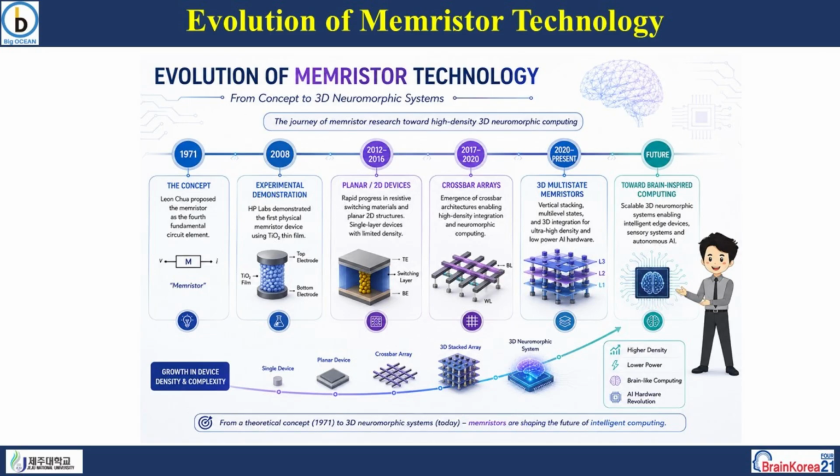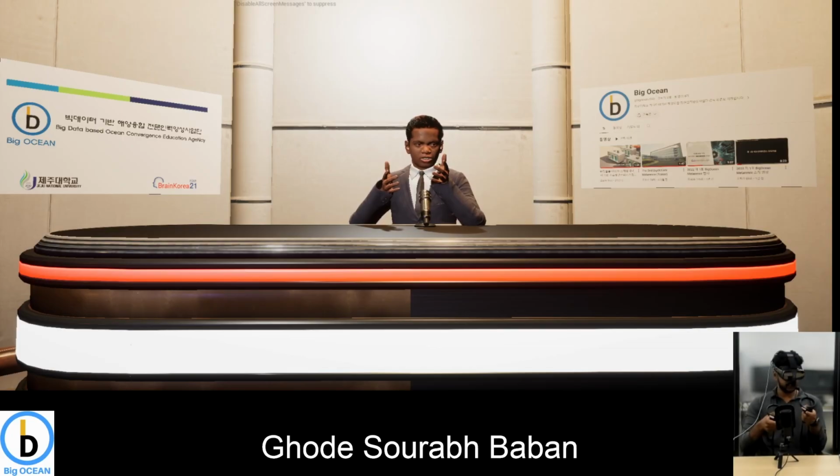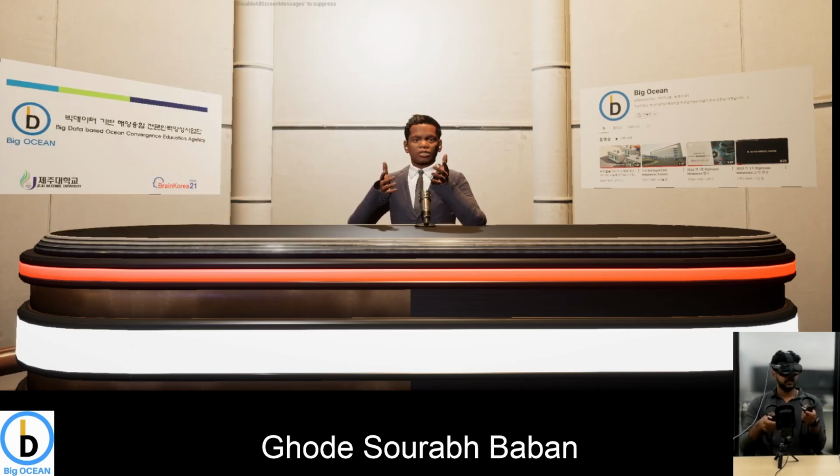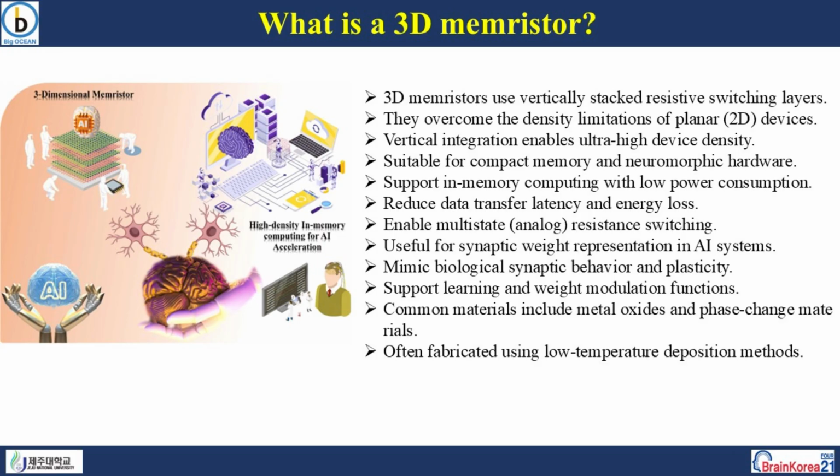In this slide I will talk about the evolution of memory technology, from the theoretical concept in 1971 to the 3D neuromorphic system. This shows why researchers are doing studies in the memory field today. First, in this slide I will explain what 3D memory is.